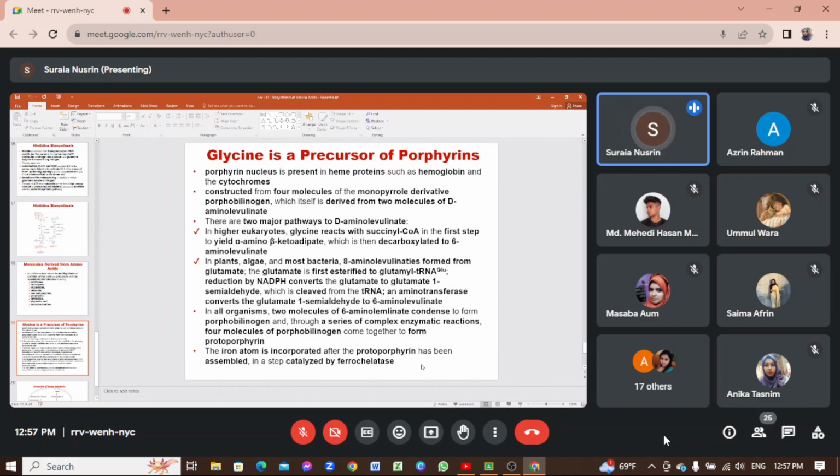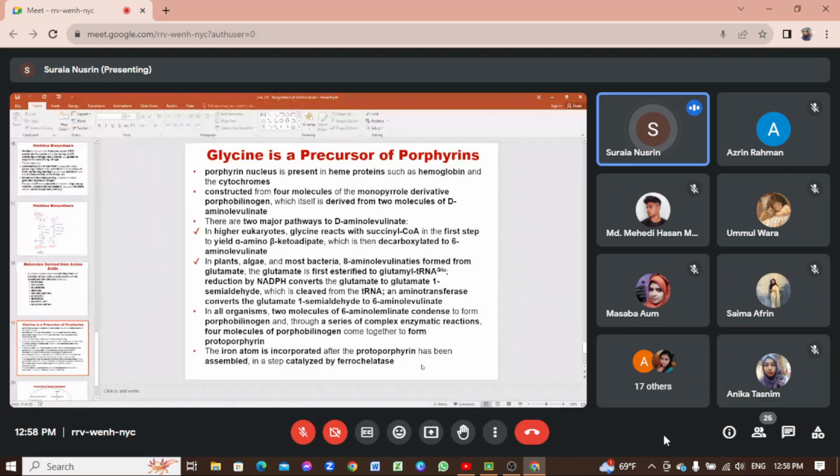Now, two molecules of aminolevulinate condense together to give rise to the immediate precursor of porphyrin, porphobilinogen. This porphobilinogen undergoes many enzymatic steps, where ultimately 4 molecules of porphobilinogen give rise to protoporphyrin. So protoporphyrin ultimately has the porphyrin ring structure.